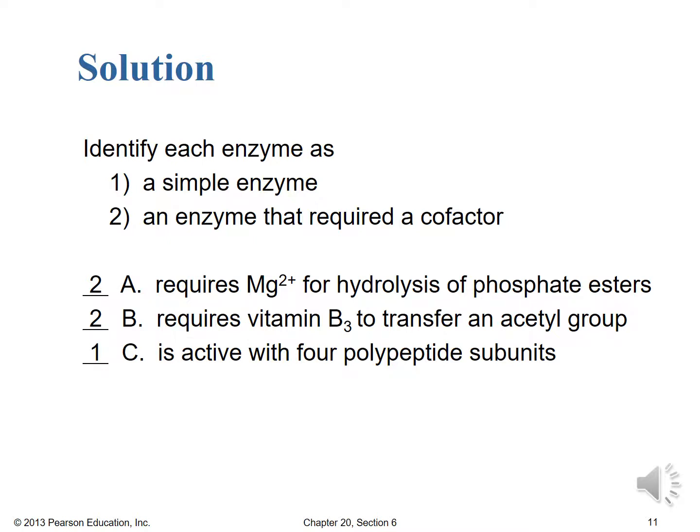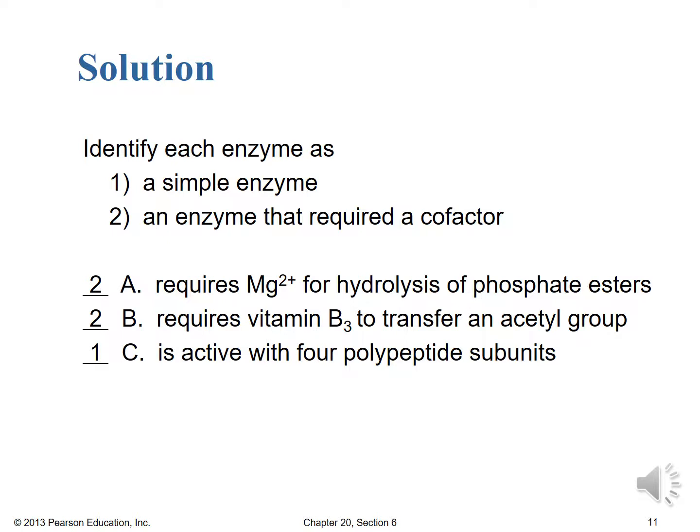Okay, so hopefully you arrived at these same results. For A, requires magnesium 2+ for hydrolysis of phosphate esters. Well, that certainly sounds like number 2, an enzyme that required a cofactor. In this case, a metal ion as a cofactor, not a vitamin. So that's 2 for A. For B, requires vitamin B3 to transfer an acetyl group, and that is again an enzyme that required a cofactor, so it should also be 2. This time it was a vitamin.